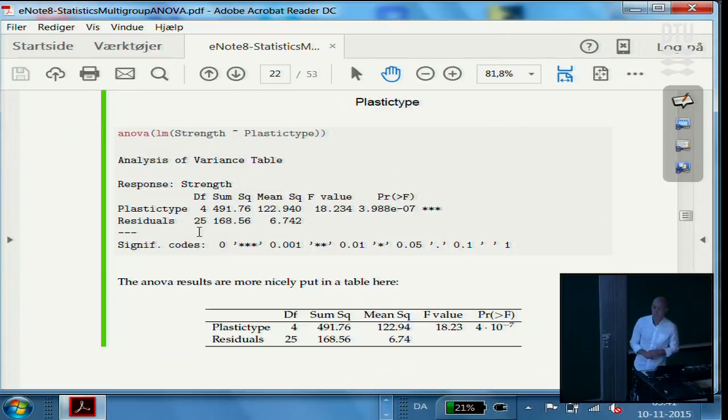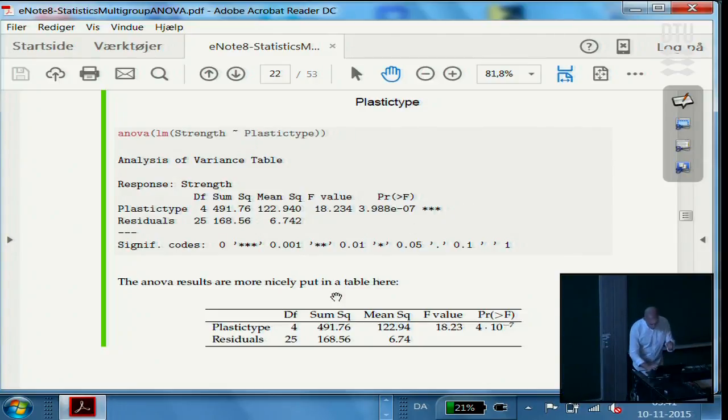ANOVA strength, right? The R output. Is there a difference between the 5 plastic types? Look at this one. Is there a difference between the 5 plastic types? I test the null hypothesis that they're all equal on the mean strength. Are they equal? No, they're not. The p-value is small, right? Very small indeed. So they're not the same.